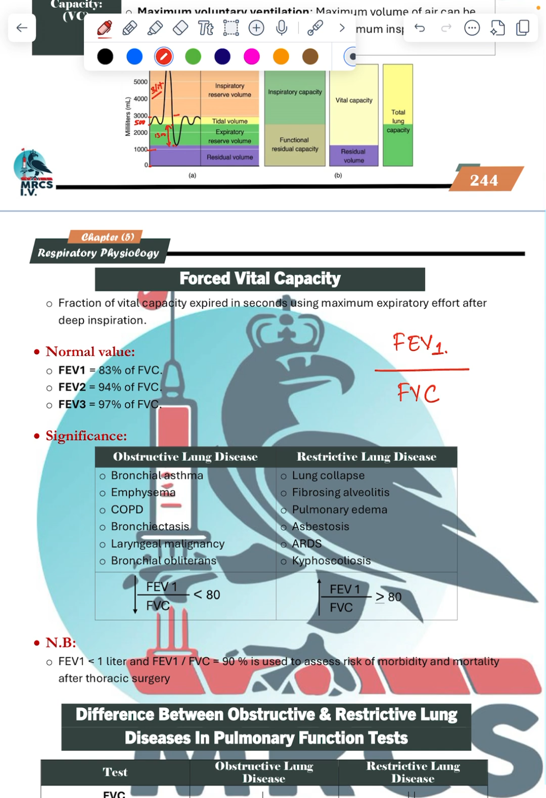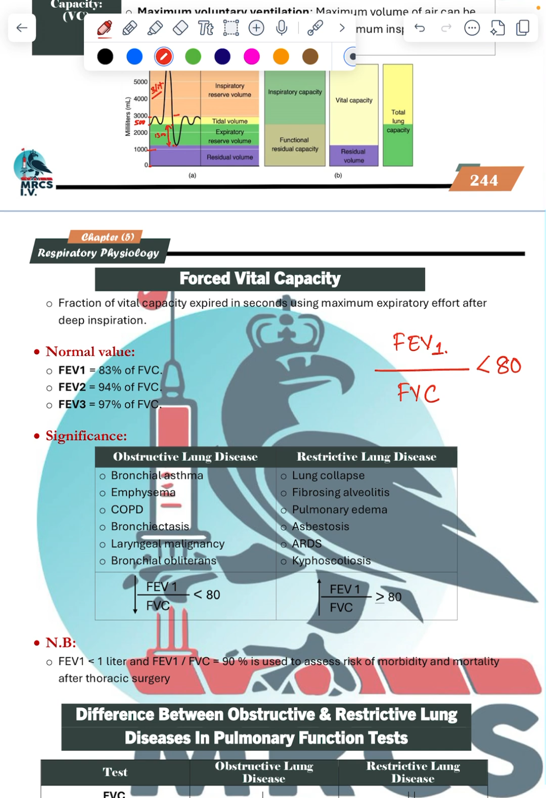It should be less than 80. It means a person's forced vital capacity is the fraction of vital capacity expired in seconds using maximum expiratory effort after deep inspiration. So vital capacity is deep inspiration and expiration. In 3 seconds he has to do it all. In 1 second it has to be roughly about 83%.